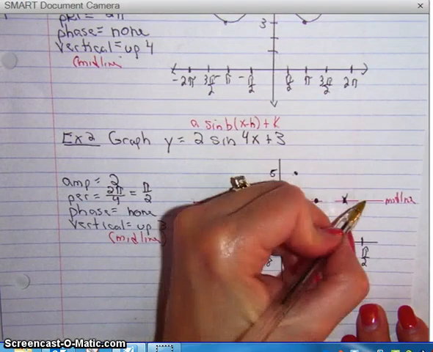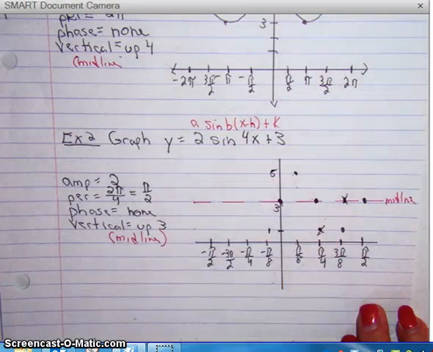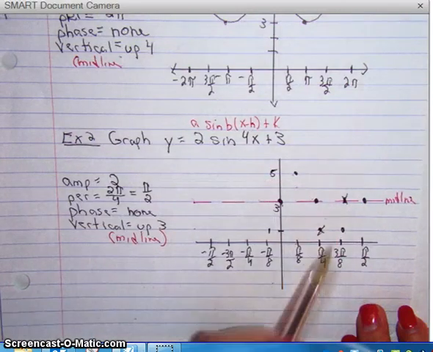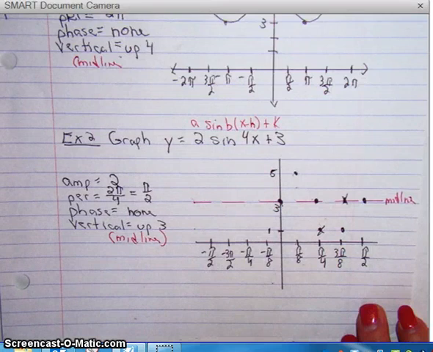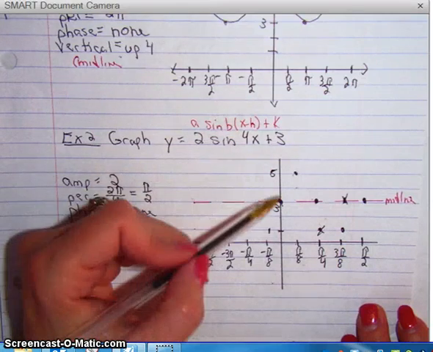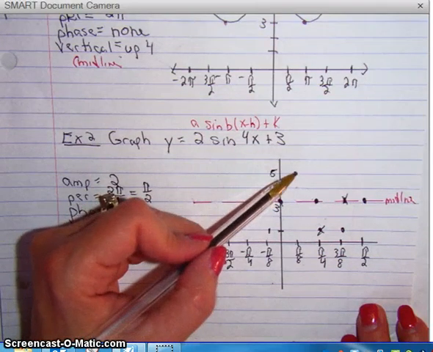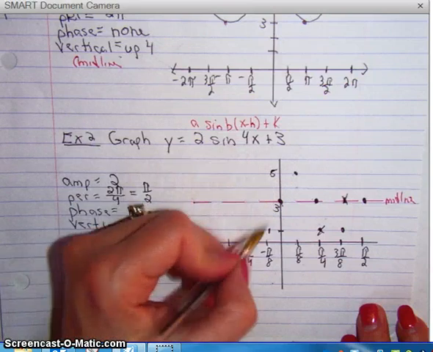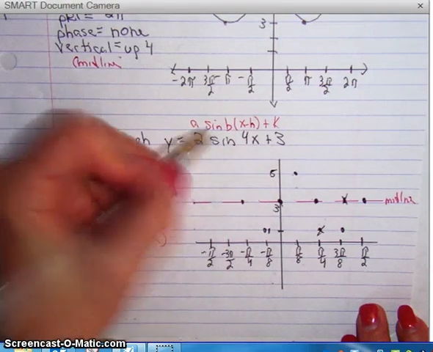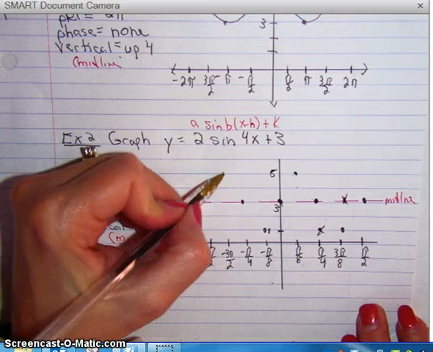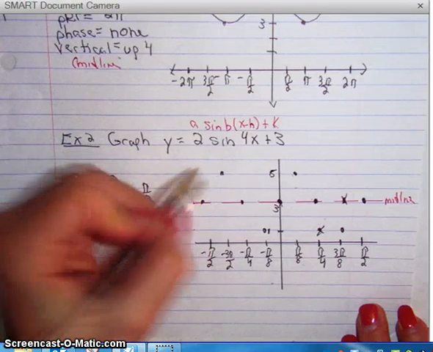At pi over 2, we have another x-intercept. Down at 1, because we had to go 2 down. Oh, yeah. Okay, so go backwards. We had hill, x-intercept, valley, x-intercept, hill, x-intercept.